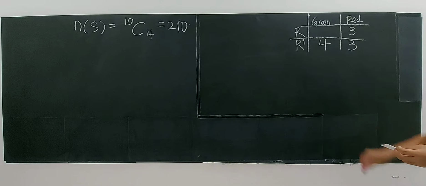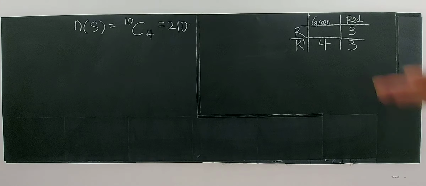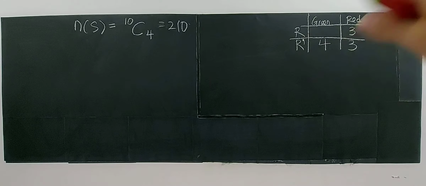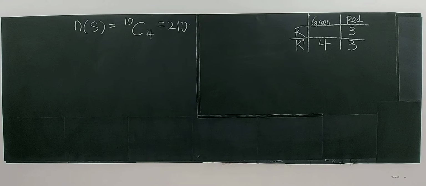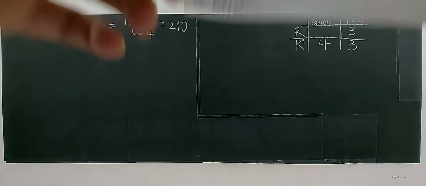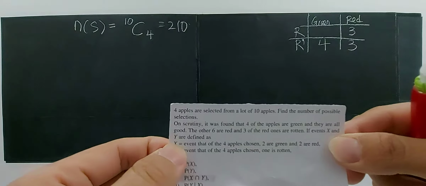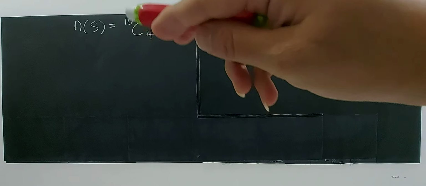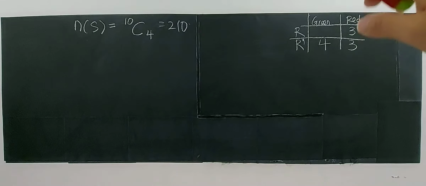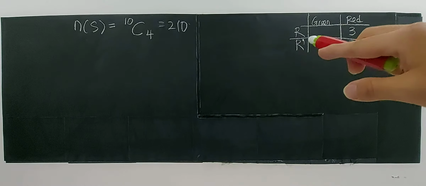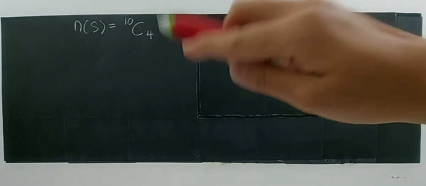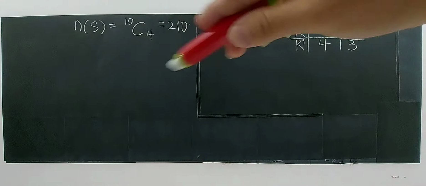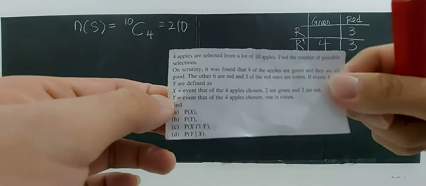So in total, you have 10 apples. We already classified the apples by color and rotten or not rotten. Now the question is already defined for you. Events X and Y are defined, very important. So that's why I write N(S) there, 10C4. Why 10C4? Because for 10 apples, they don't care whether they are green, red, rotten or not rotten. As long as it is an apple, from 10 apples I choose 4 apples. This is the selection, all the possible outcomes, the total possible outcomes.